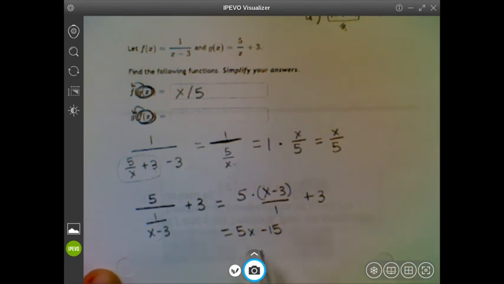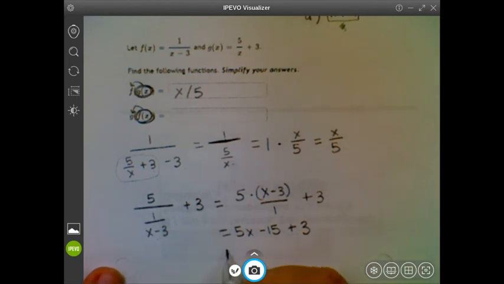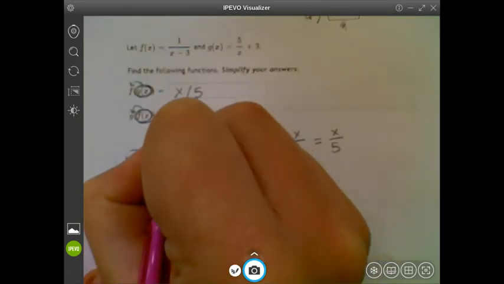And by the way, dividing by 1 is kind of pointless, right? Because whenever you divide by 1, you're just going to still have what you started with in the numerator. So the divide by 1 essentially goes away. It's not doing anything. And then there's a plus 3 here. And so this one would simplify to 5x minus 12.